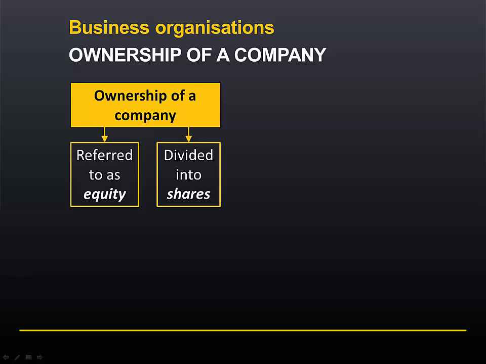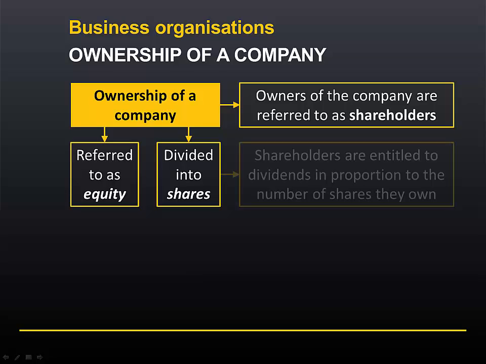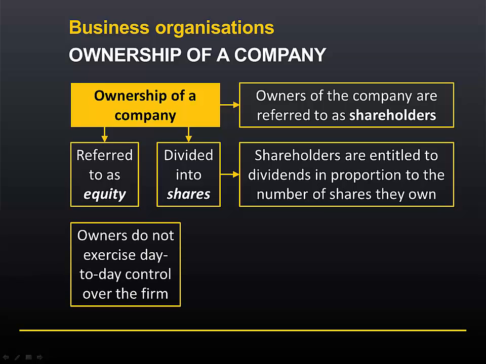So the ownership of a company is divided into shares, and therefore the owners are referred to as shareholders, and the number of shares that you own indicates the proportion of the company that you own. Shareholders are entitled to receive dividends in proportion to their ownership of the company. They do not exercise day-to-day control over the firm.